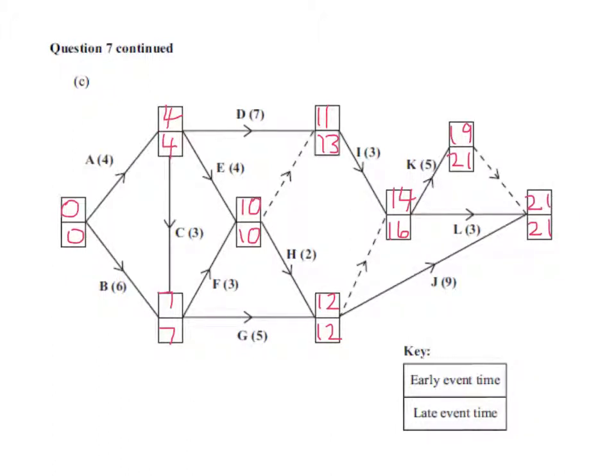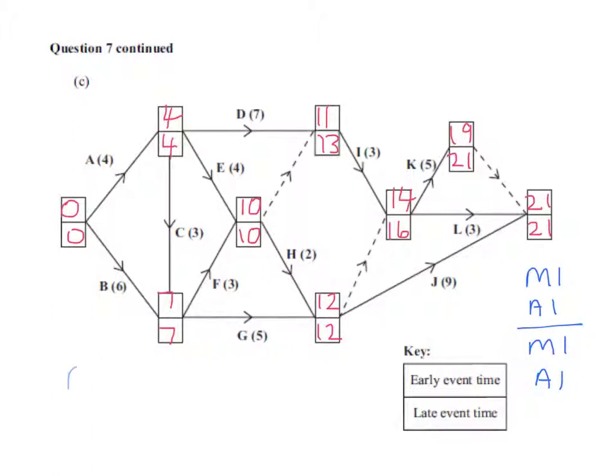The mark scheme is one method mark if all the top boxes are completed and it's generally increasing from left to right, but A1 if all the top boxes are correct. And then looking at the bottom boxes, if all the bottom boxes are completed and it's generally decreasing from right to left, that's a method mark, and the accuracy mark if all the boxes are correct.